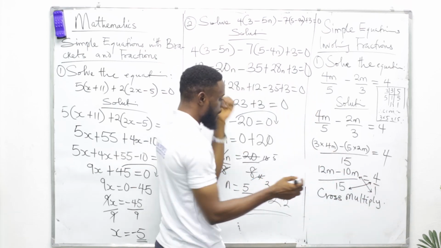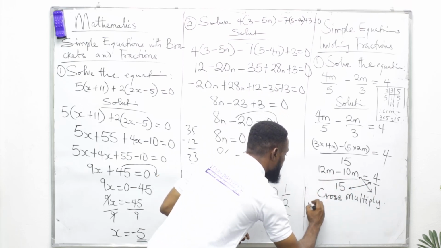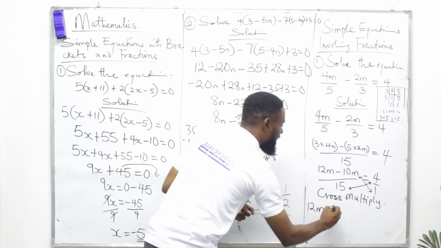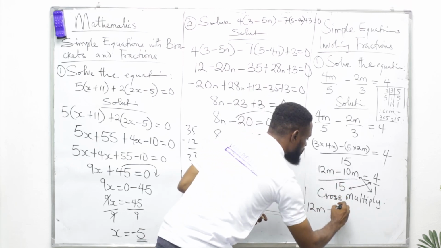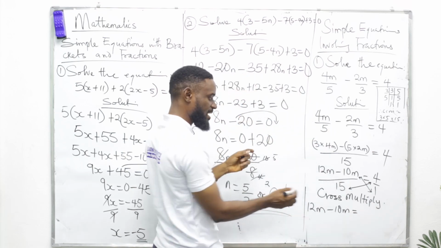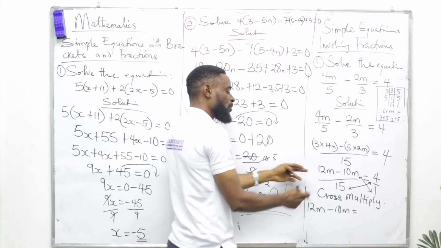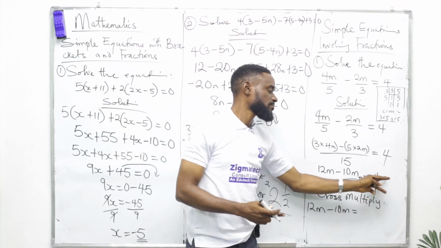So I choose to multiply 1 by all this. So 1 times 12m gives us 12m. 1 times minus 10m still gives us minus 10m, is equal to... you see, I'm done with multiplying this one with this one. So I'm going to the other denominator to multiply to this other numerator.